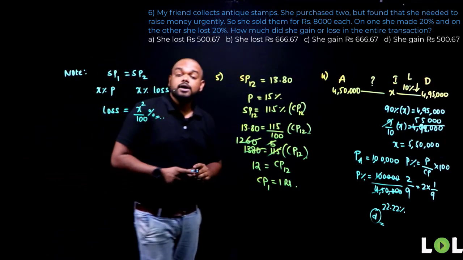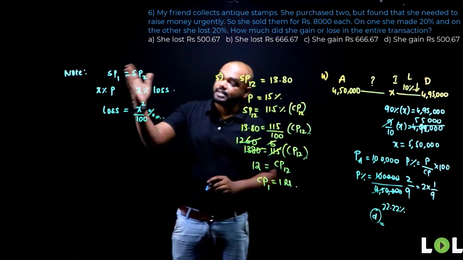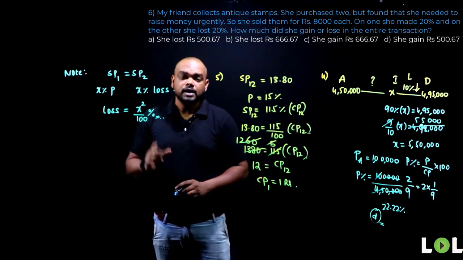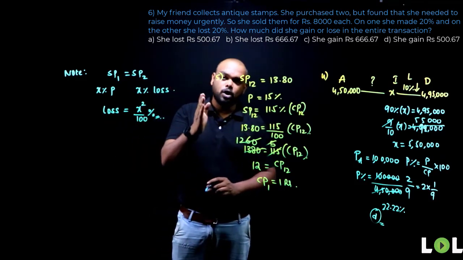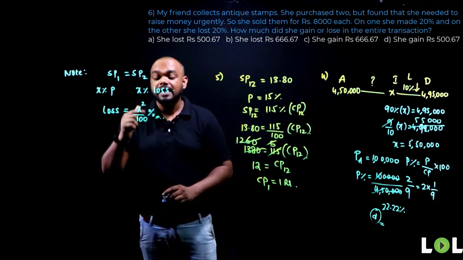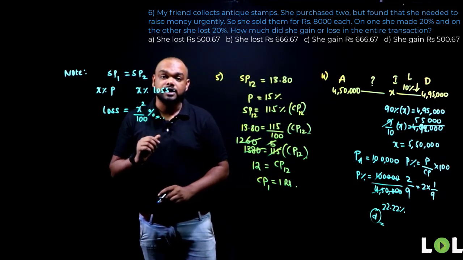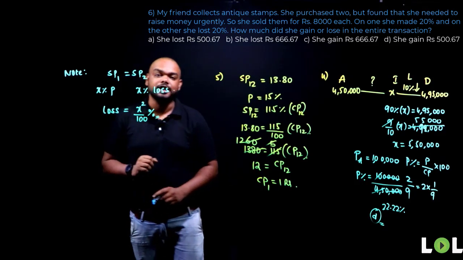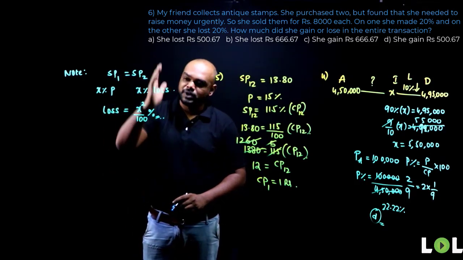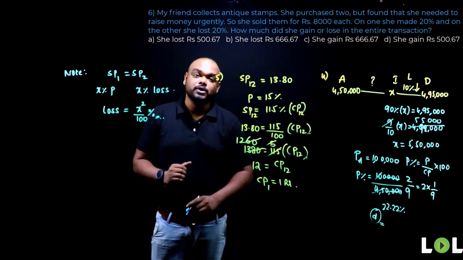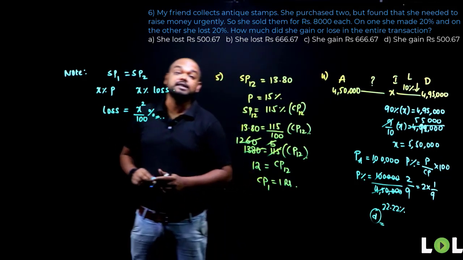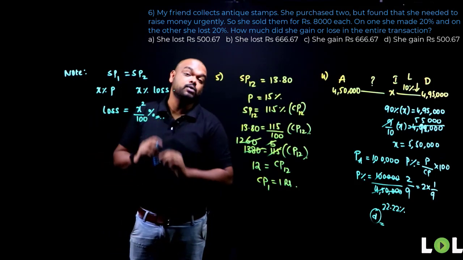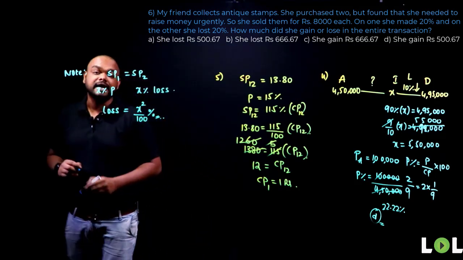When the 2 items are sold at the same selling price, one at X% profit and the other at X% loss, the overall transaction is always a loss. That loss can be given by X square by 100%. You can understand why through our successive percentage. A number increased by X%, a number decreased by X%. If you apply our successive percentage formula, X plus Y plus XY by 100, you will get X square by 100%. Okay, let us continue with the question.